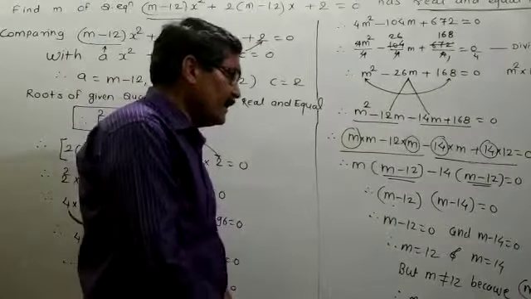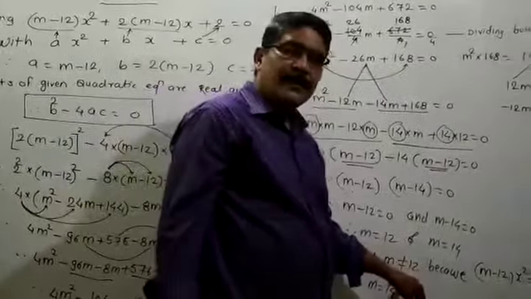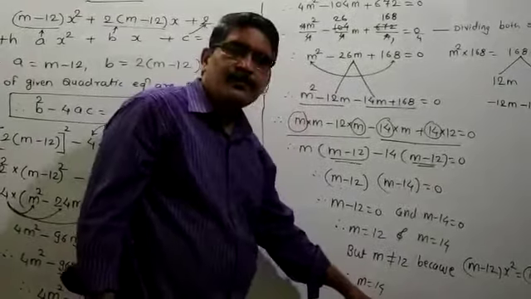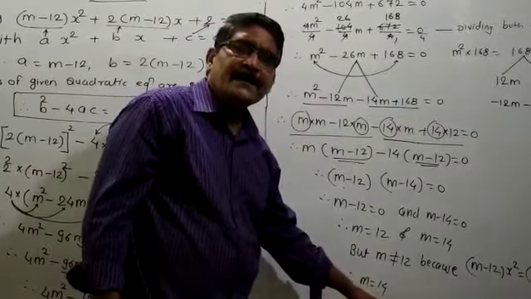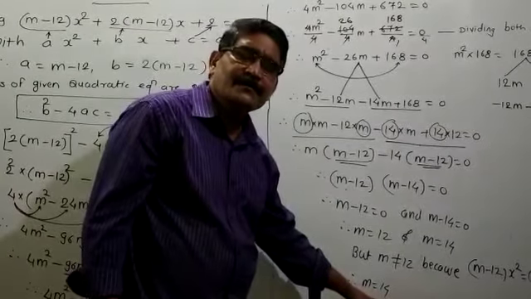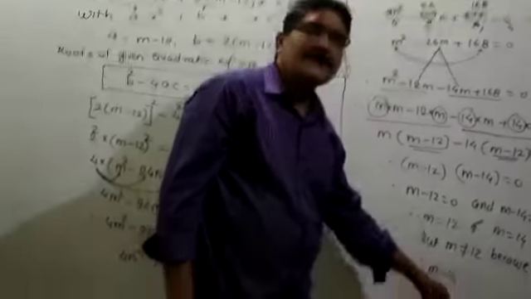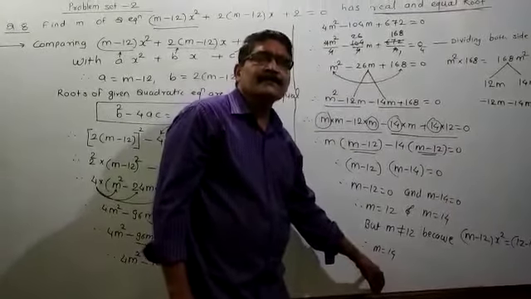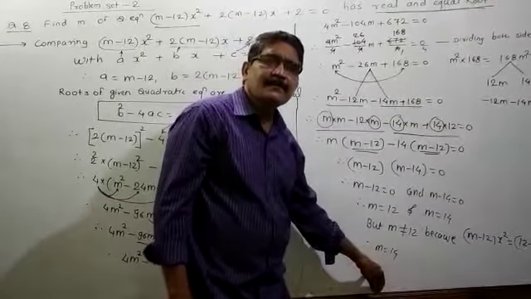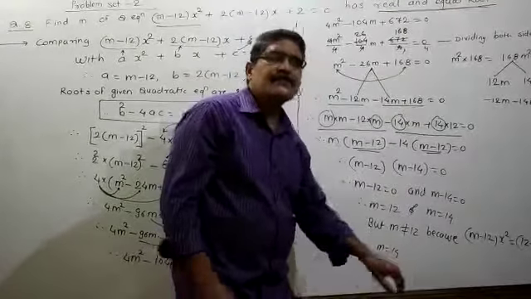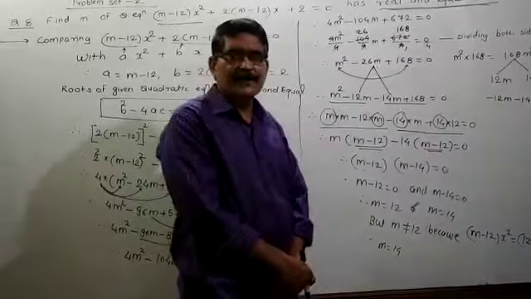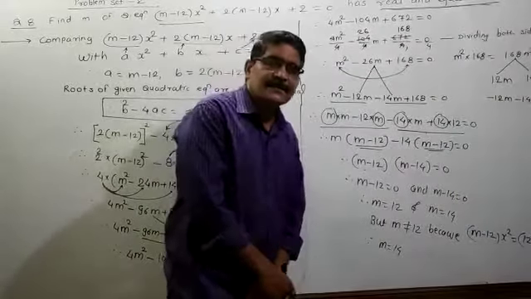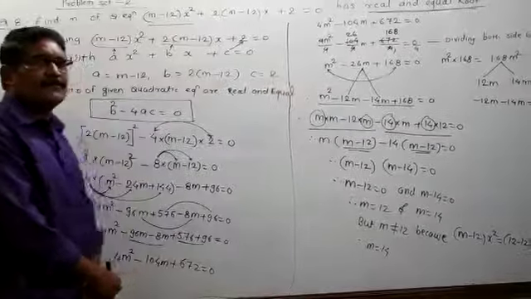That's why you have to say that m is not equal to 12, but m is equal to 14. If you put 14, the coefficient of the square term will not be 0. So our condition for the standard form of the quadratic equation is that the coefficient of the square term is never equal to 0. So you have to say that m is equal to 14 is the solution of the given quadratic equation. I think you understand these things. You have to write all these things in the notebook. Thank you.